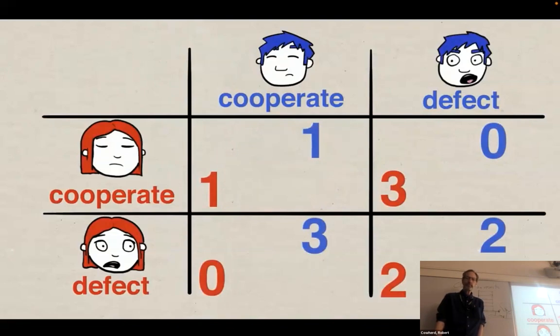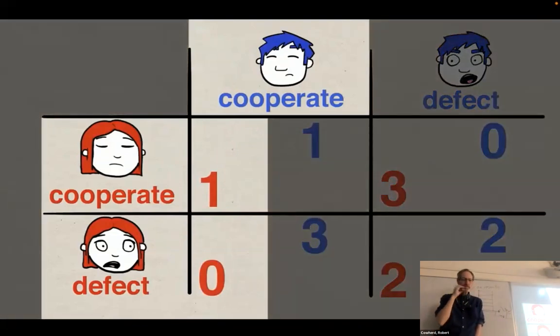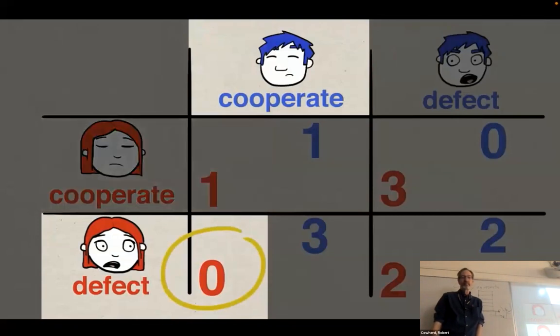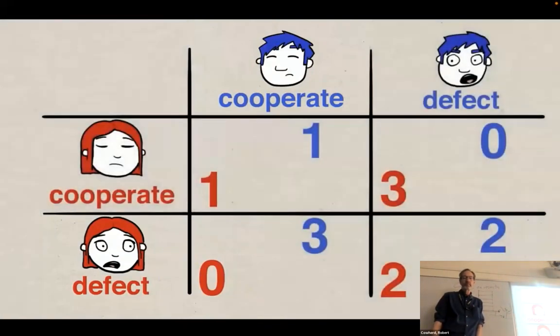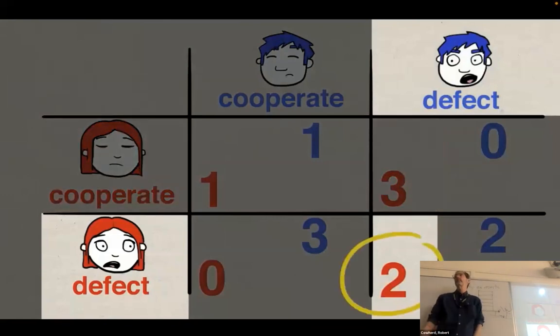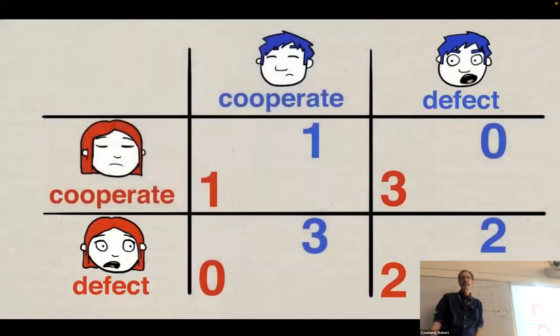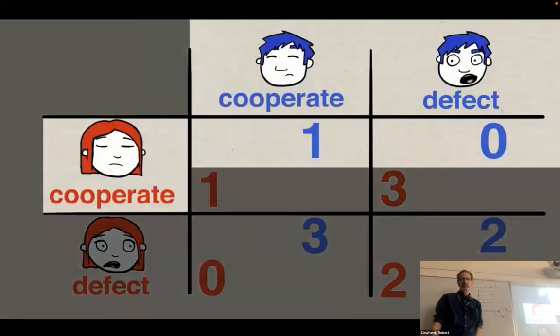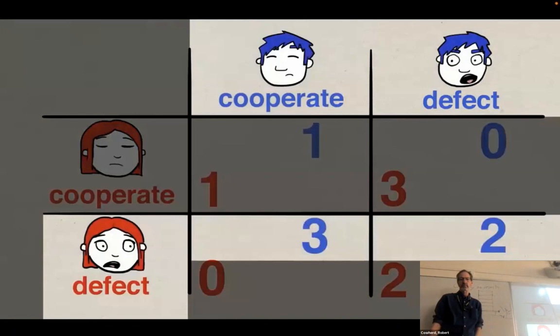If she thinks Blue is going to stay silent, then she should betray so she can go free. Going free is better than spending a year in prison. If she thinks he's going to betray her, then she should definitely betray. 2 years in jail is better than 3 and being made a fool of. Blue is in the exact same situation and will think the exact same thing. He should betray if she stays silent, and he should betray if she betrays.